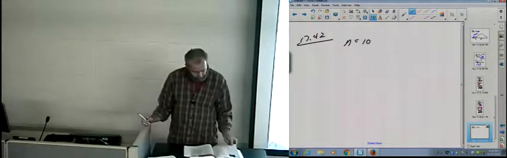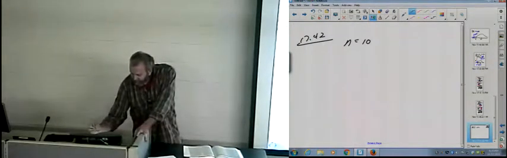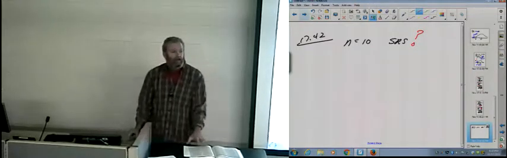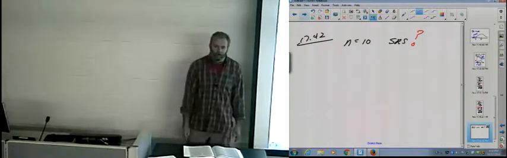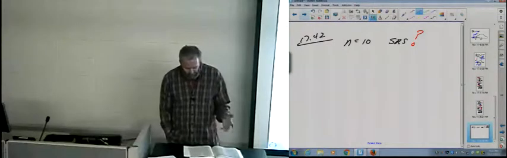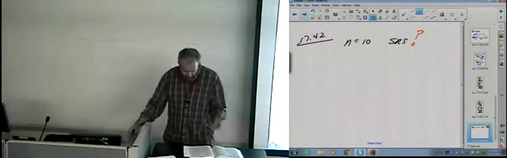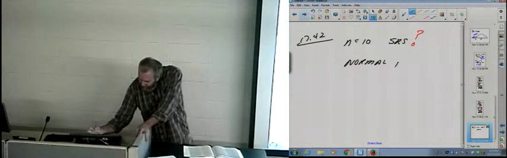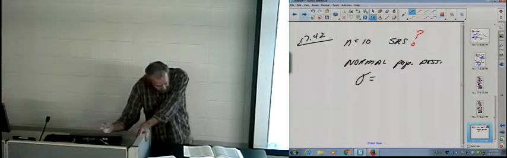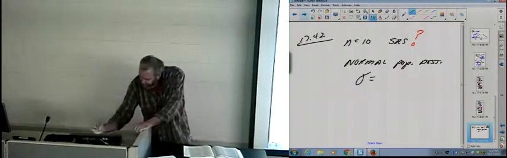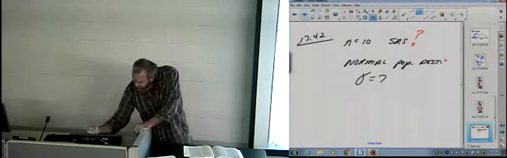Now, I'm going to do it like this. I would hope that this is an SRS. It doesn't really tell us that, so I put a little question mark there. It says I got a 30, a 30, a 42, 35, and so on. Assume that the odor threshold for untrained noses is normally distributed. Yep, so you've got a normal population distribution. That's good. And they tell me sigma is equal to 7 micrograms per liter of wine. So these are both good things.